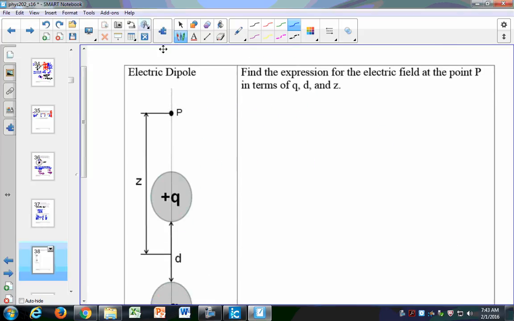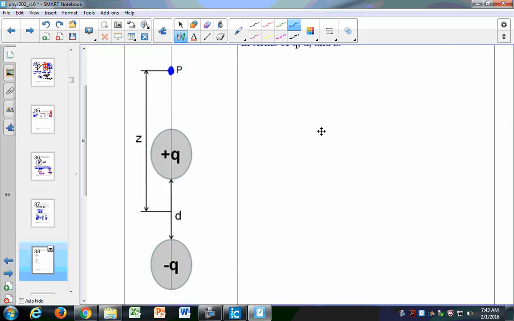Okay, let's look at an electric dipole. We want to find the electric field at the point P, which is here, in terms of Q, D, and Z. So I have two equal but opposite charges, which is a pretty common configuration in atoms and such. And I want to know what is the electric field at some distance Z from the center, from a point that's equidistant between those two charges.